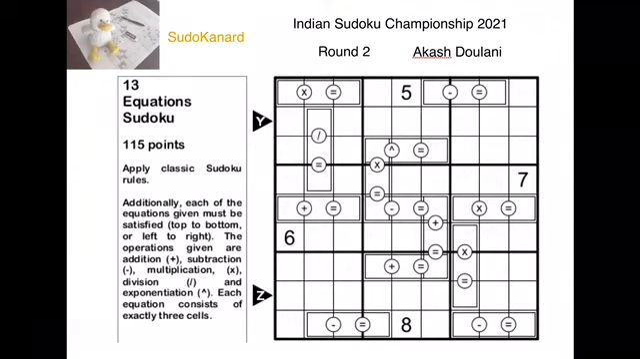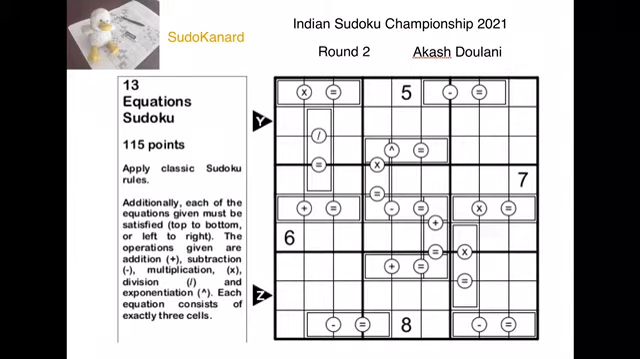Here is an equation Sudoku puzzle that was created by Indian constructor Akash Dulani for the Indian Sudoku Championship of 2021. This was featured on round 2 and it was the highest pointer in the round. So the special rule of this Sudoku puzzle is, apart from the standard rules, that you have operations here and you must put digits here so that the equality sign be satisfied. So this is a multiplication, this is exponentiation, that is, this number to the power of this number should yield this result.